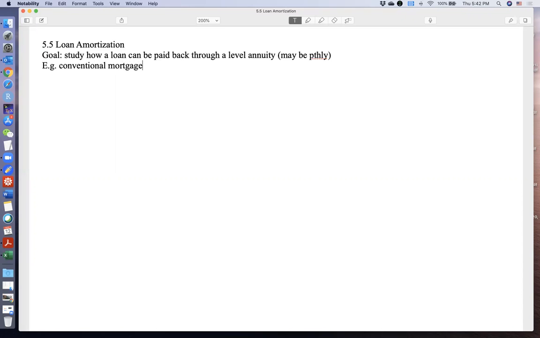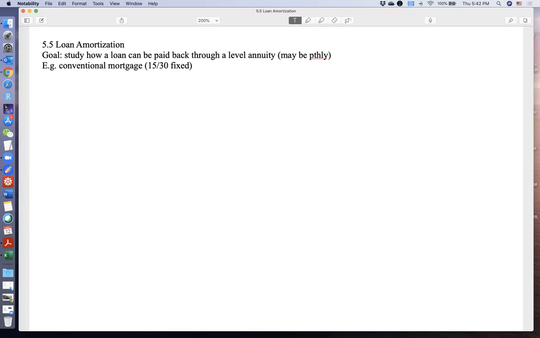When you say conventional, first of all, it's always a fixed term. In the US, the typical case would be either 15 or 30 years, fixed. So fixed interest rate. Once the interest rate is fixed, the payment would be fixed. That's something we're trying to study.